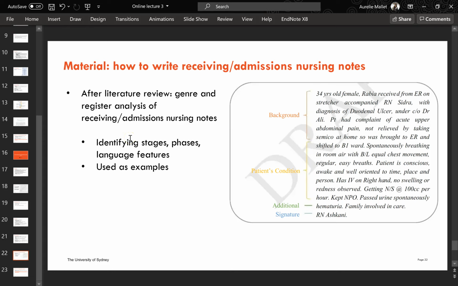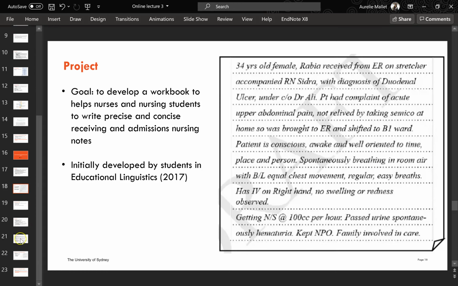Just like the students that wrote the workbook on how to write a literature review had to conduct a genre and register analysis on previous students' work, they conducted this analysis of model texts. The same thing was done with the receiving admissions nursing notes. So this is an actual one, the one that you saw earlier.